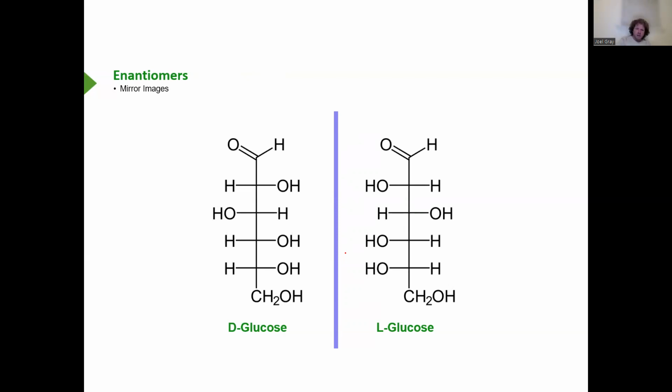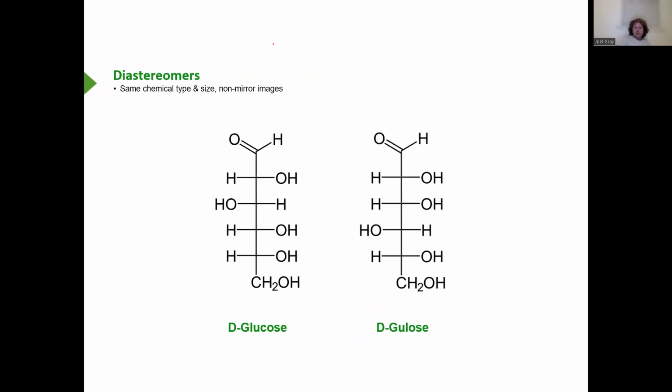If you look on the left-hand side, we have our D configuration of glucose, and on the right-hand side, we have the mirror image of that, which is the L configuration. So L-glyceraldehyde and D-glyceraldehyde are enantiomers of one another. D-glucose and L-glucose are enantiomers of one another.